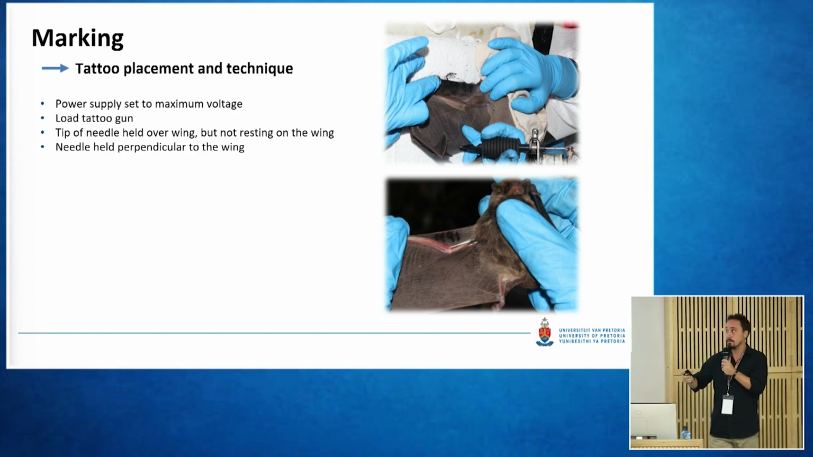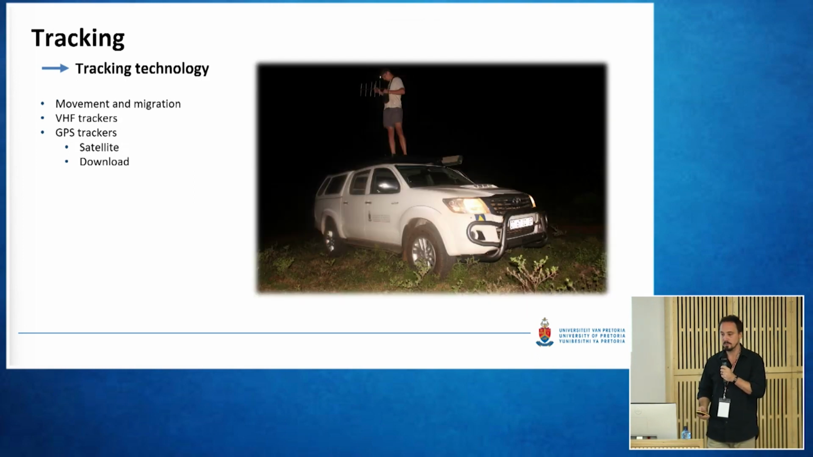So your power supply, you always set to maximum voltage because this controls the speed at which the needle moves up and down. We found that the needle moves a bit quicker, the tattoo doesn't hook on the wing as much, so you get a nice clean tattoo. You load the gun by dipping the point in some ink and depressing your foot pedal, and this loads the gun. Then we hold the needle above the wing, but not on top of it, literally a millimeter above the wing. Also, hold the needle nice and perpendicular to the wing. It also just helps with applying the tattoo.